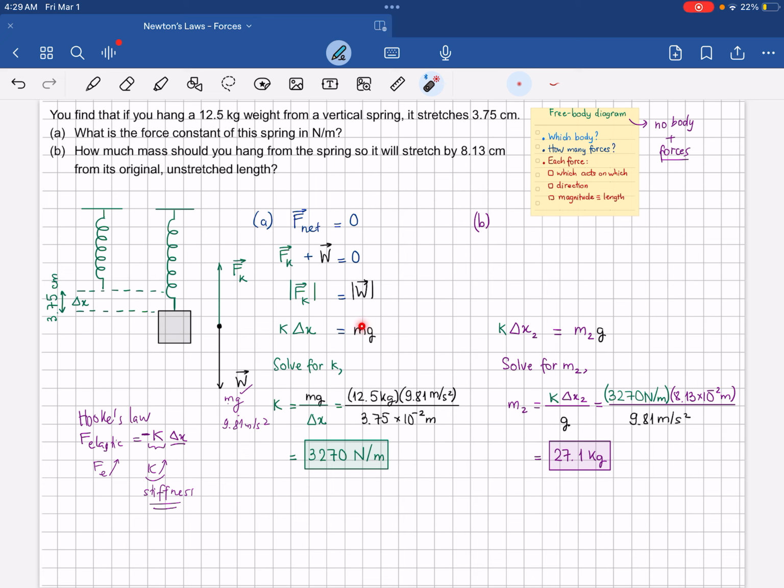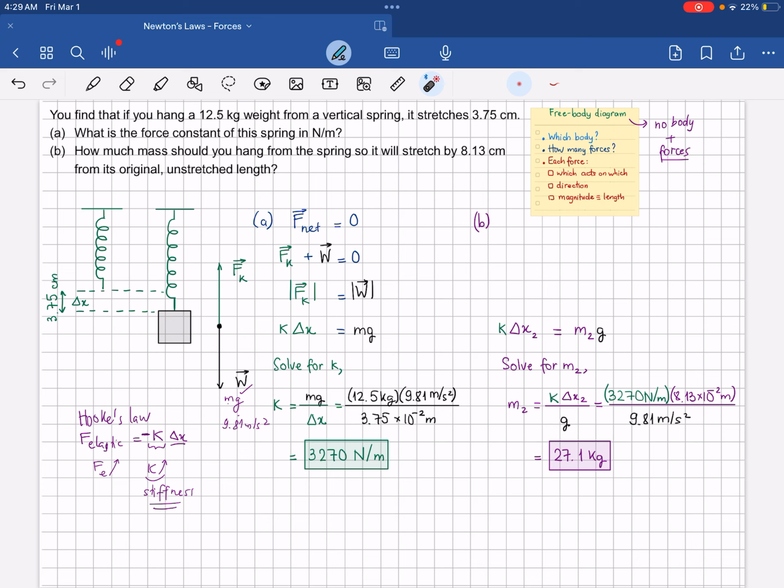We know m, this one. We know g, this one. We know delta x, this one. Can we find k? Yes, for sure. So then we can just solve for k, do the math and plug in the values. This is the force constant. So the spring needs to be strong enough that it can hang this heavy mass, 12.5 kilograms.